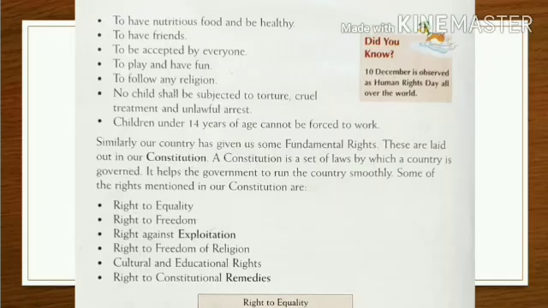Some of the rights mentioned in our constitution are right to equality, right to freedom, right against exploitation, right to freedom of religion, cultural and educational rights, right to constitutional remedies. So these are the 6 fundamental rights given to us by our constitution.